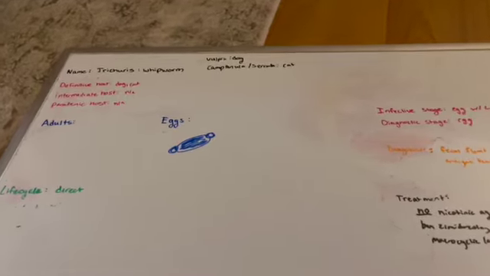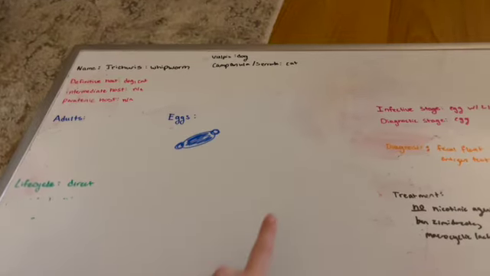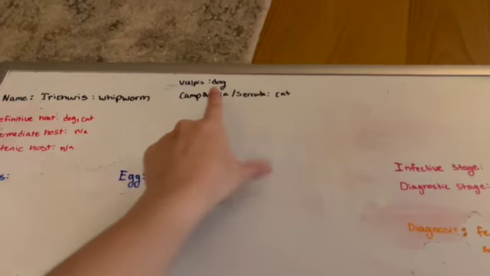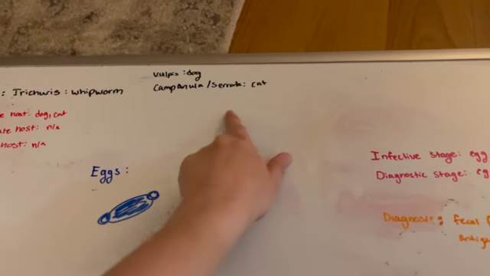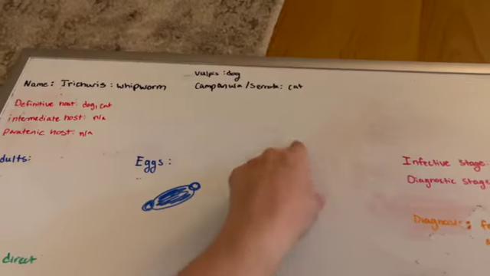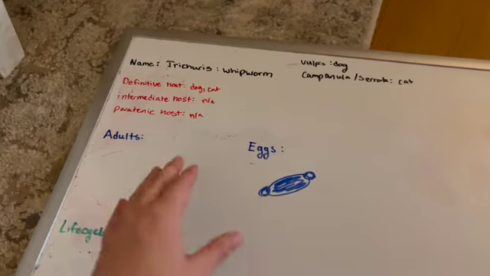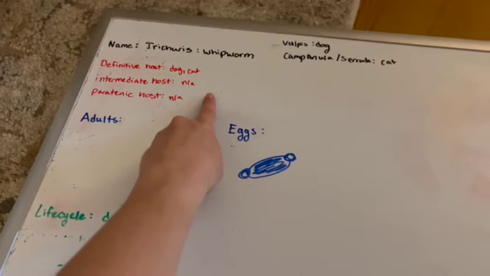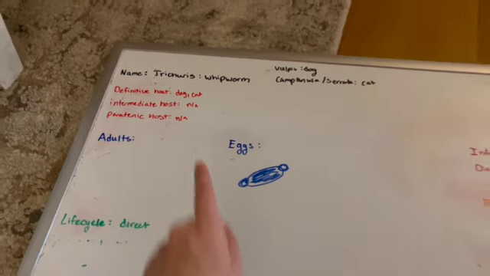This is Trichuris, which is the whipworm. There are 2 species we need to know. Vulpis is for dog. Campanula and serrata is going to be for cat. So then our definitive hosts are going to be dog and cat. It is a direct life cycle, so there's no intermediate or paratenic host.